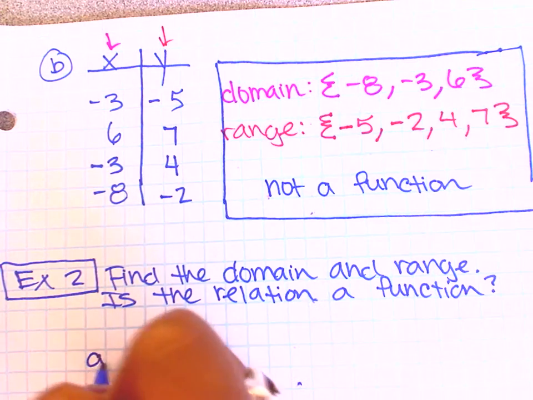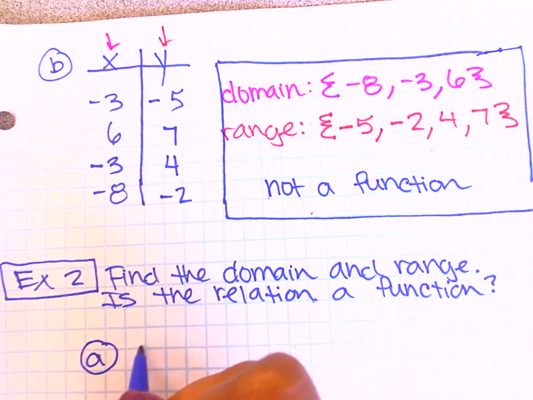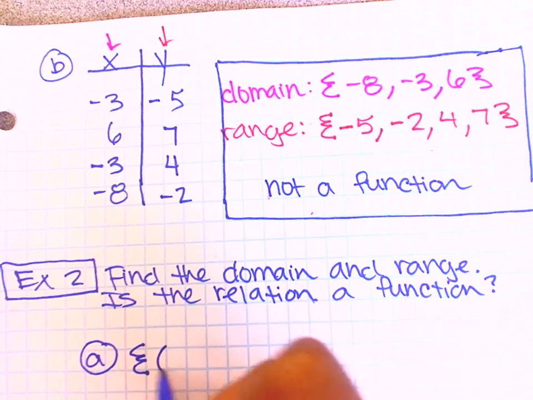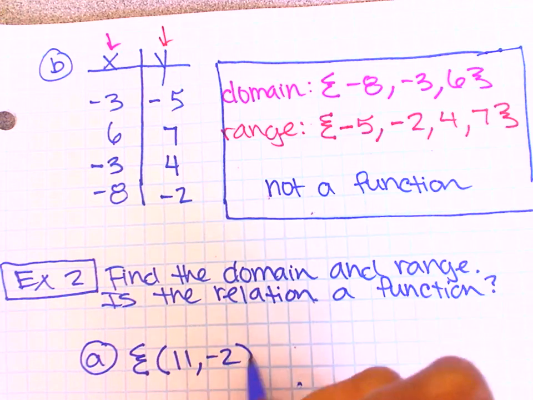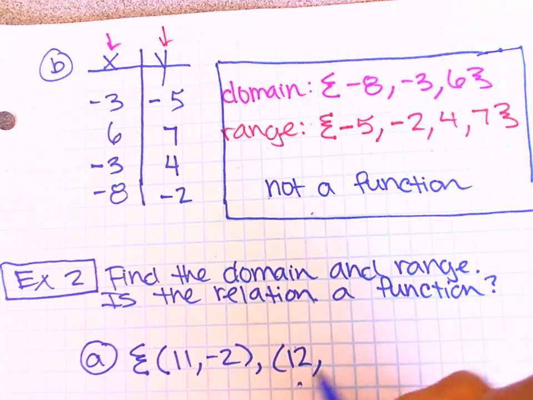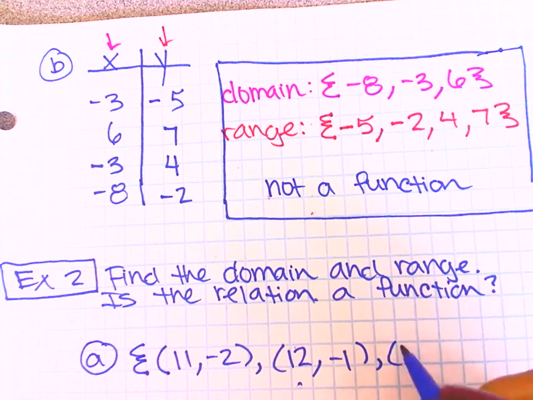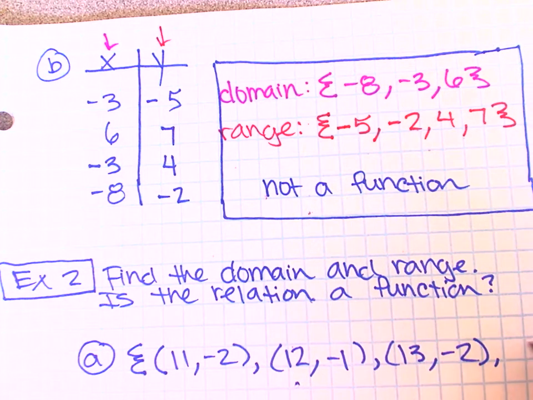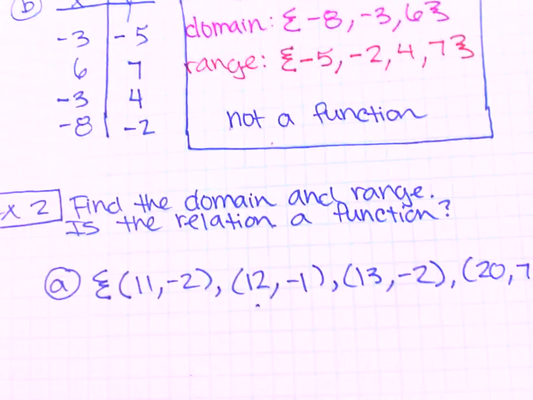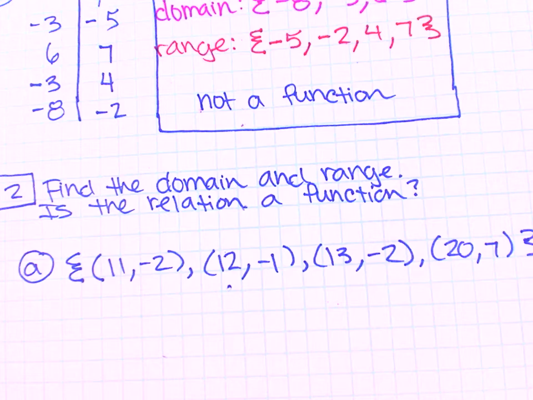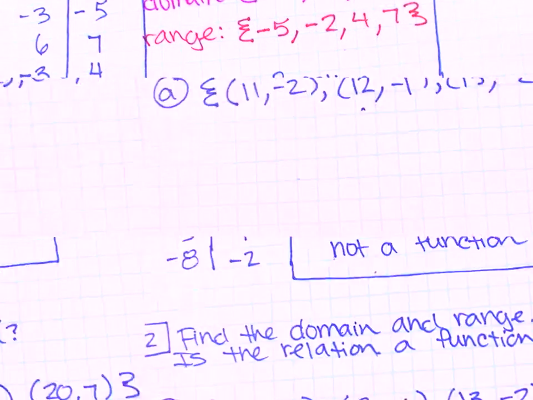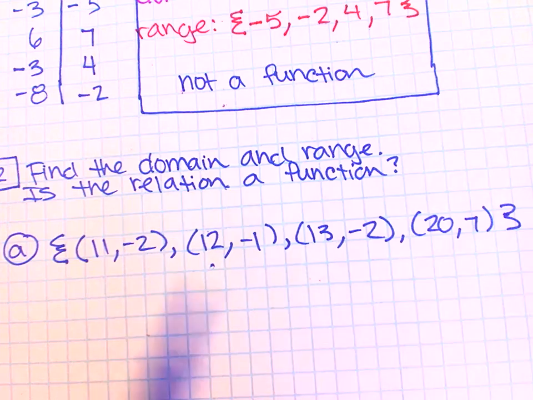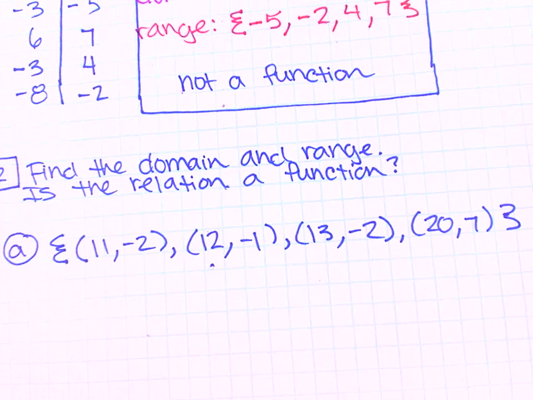Okay, this time they're going to write it a little bit differently. So this is letter A. They're going to give it to us in a relation. So 11, comma, -2, 12, comma, -1, 13, comma, -2, and 20, comma, 7. Please write that down. So that's how they gave it to us. They gave us 1, 2, 3, 4 coordinates in a set, which is called a relation.